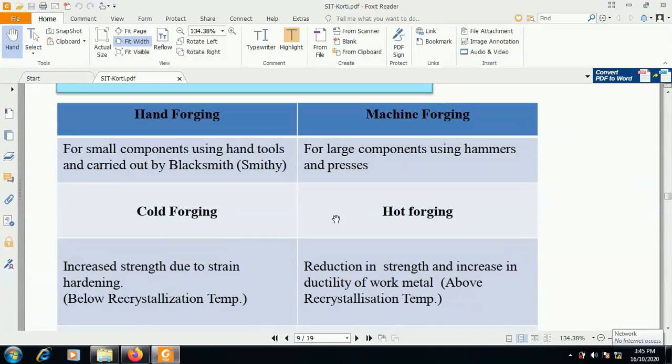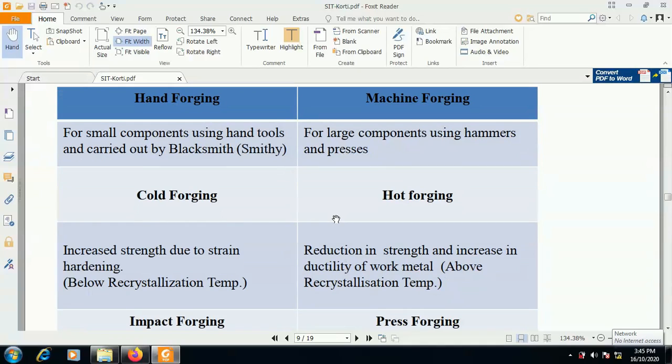In case of machine forging, large components are produced by using hammers and presses. Generally we are using hammers from a capacity of 15 ton to 3500 ton. Here dies are required. For machine forging we need to have the upper die and lower die, and in between the two dies you have to compress the workpiece or hammer the workpiece.